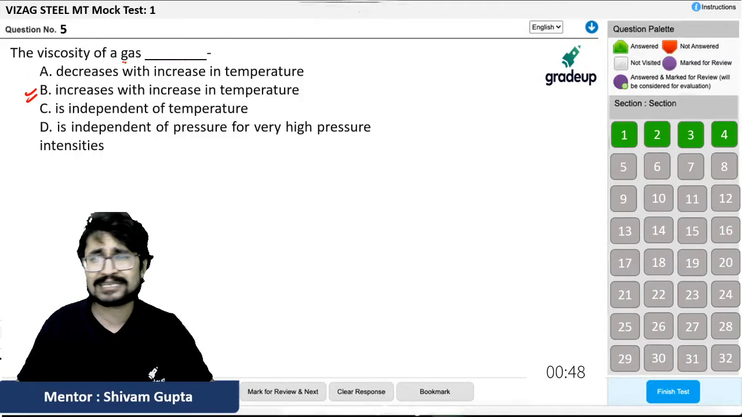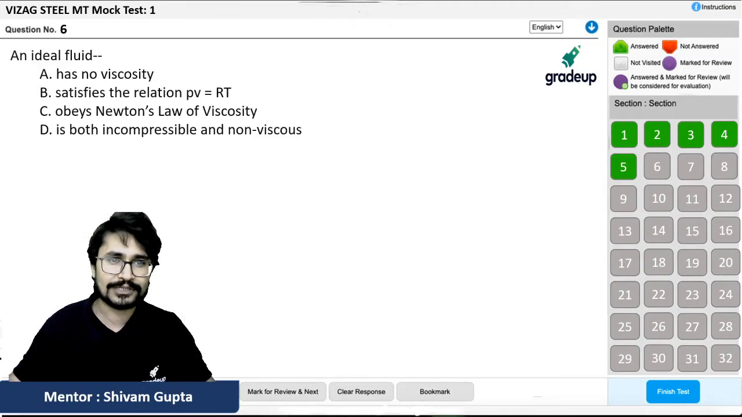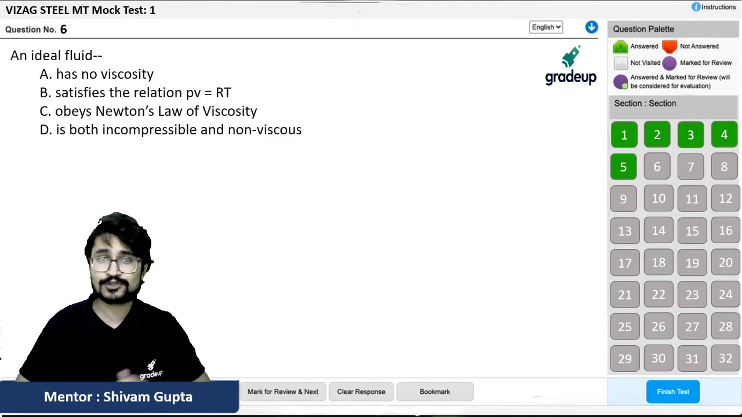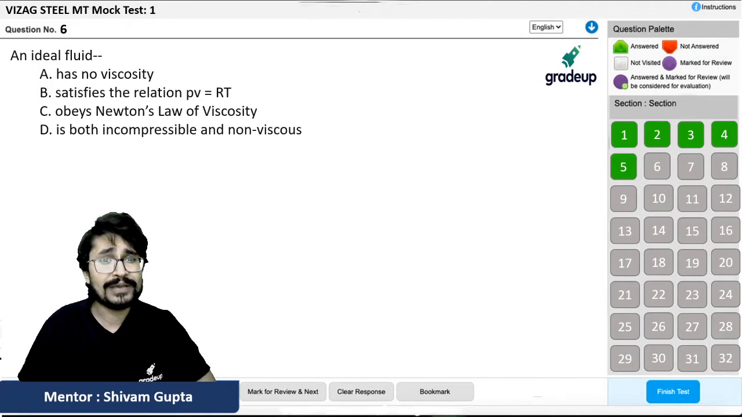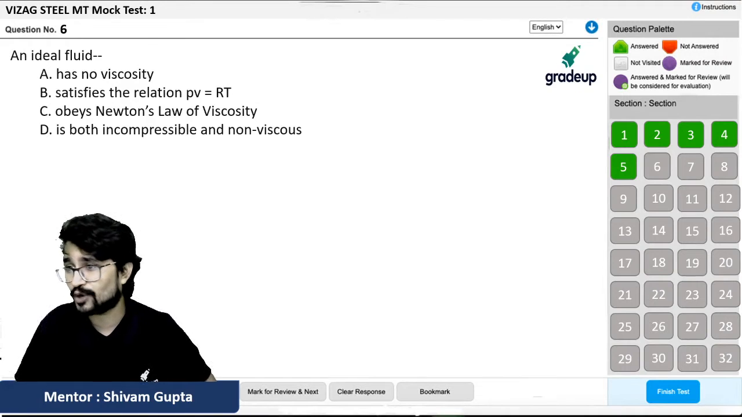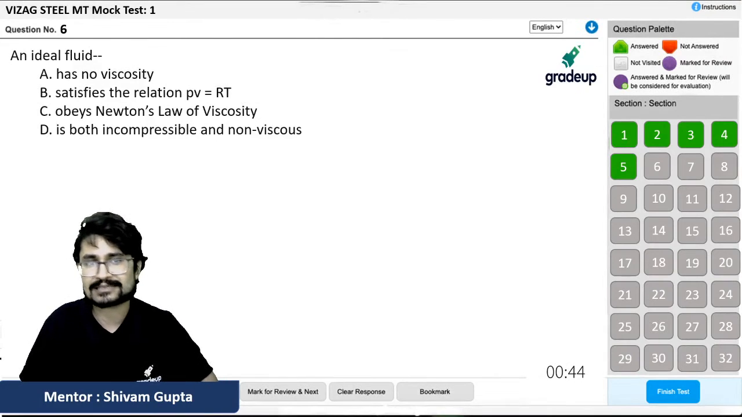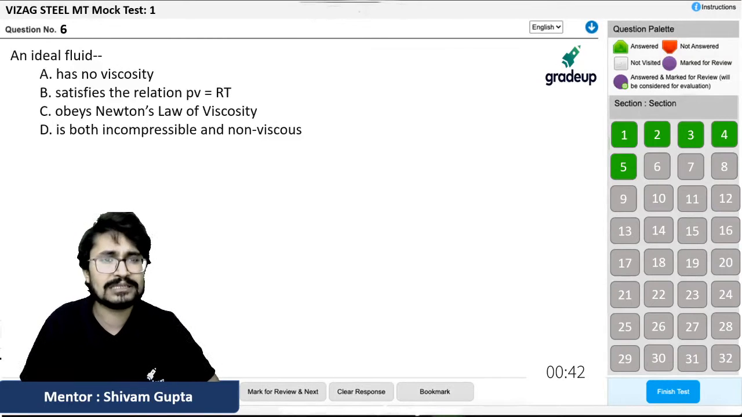Coming to the next question, and the next question is on your screen. An ideal fluid has no viscosity, satisfies the relation PV equals RT, obeys Newton's law of viscosity, or is both incompressible and non-viscous. What will be the answer for this question? The timer for this question is 45 seconds. So just give me the answer.